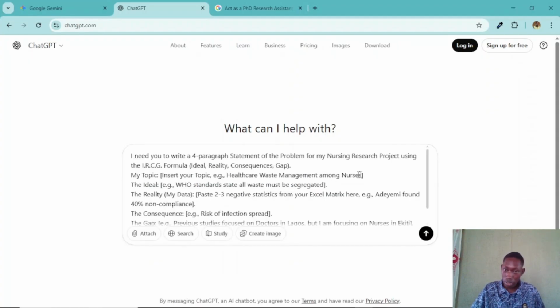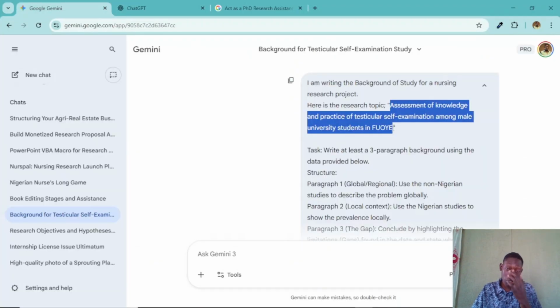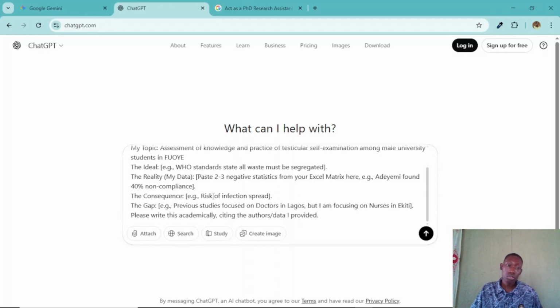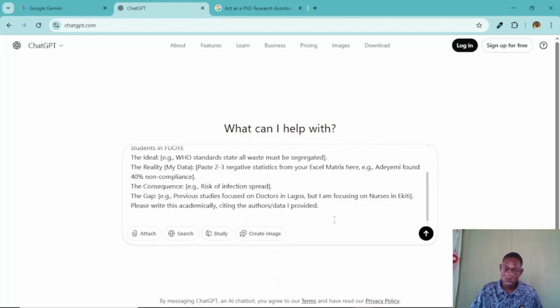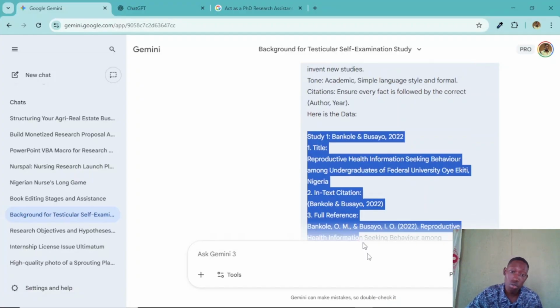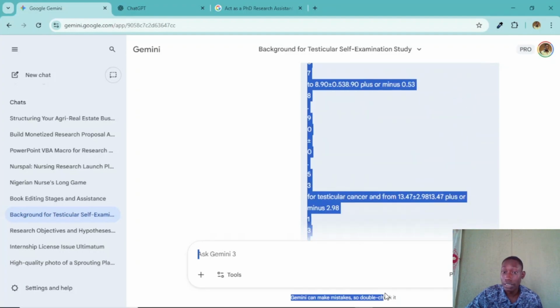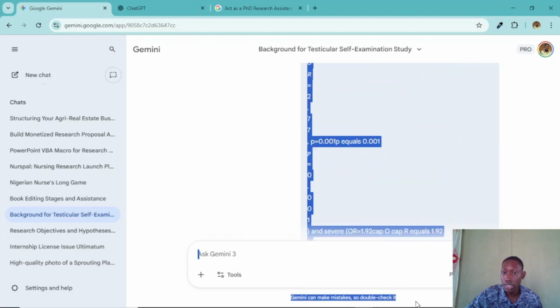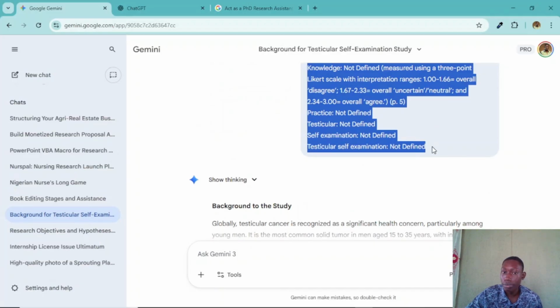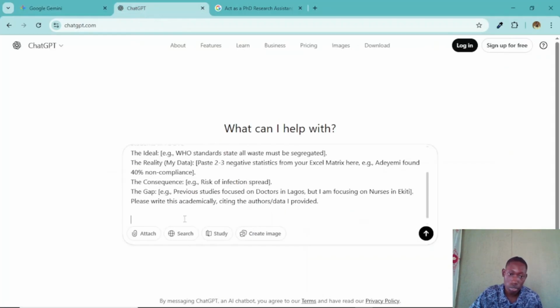So for the topic, all right. So this is the topic. I've copied the topic and I'll be pasting it here. My topic, Control V. So now I need to insert the literatures that I have researched. So this is the compilation of the study I used to do this work. I just have to copy everything and paste it for ChatGPT to use. I use this to write the background of the study.